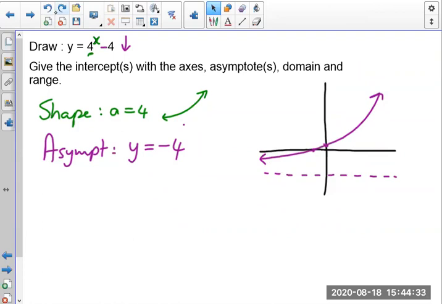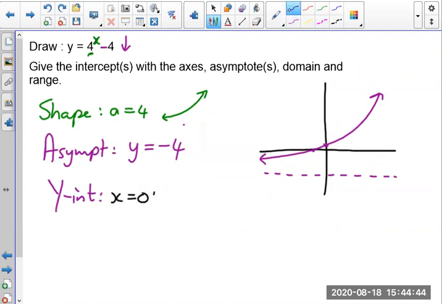Okay, so again, for the y-intercept, you make x equals 0. So y equals 4 to the 0, and 4 to the 0 you know is 1. 1 minus 4 is negative 3. So I know the y-intercept. This is the line y equals minus 4, because that's the asymptote. Now the y-intercept will be negative 3.